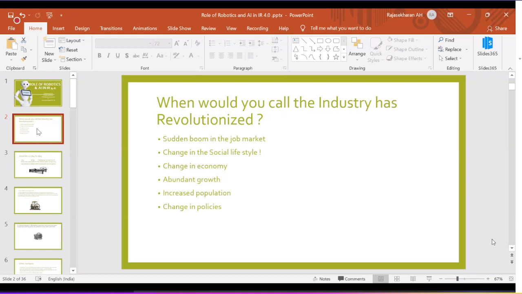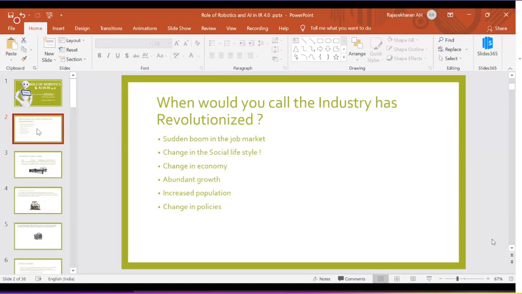When people find that in this particular area there is a huge opportunity. Right now everybody is talking about AI, IoT, machine learning. They started thinking these are the areas that are going to create lots of job opportunities in the future, so these are the areas we need to focus on, and this is the profile we need to select. People like us, and this time we call it the industrial revolution, right? There's a sudden boom in the job market, then a change in lifestyle and economy, then abundant growth in personal and professional life. And in that area, there would be increased population.